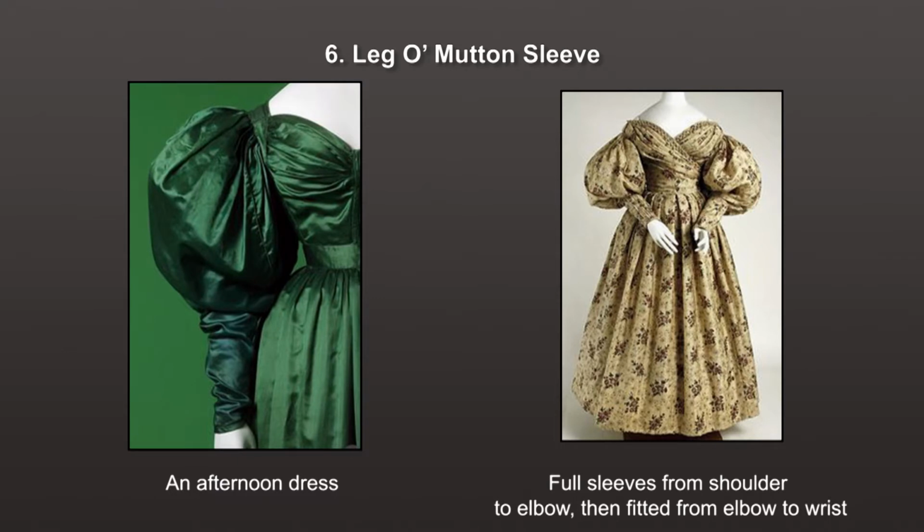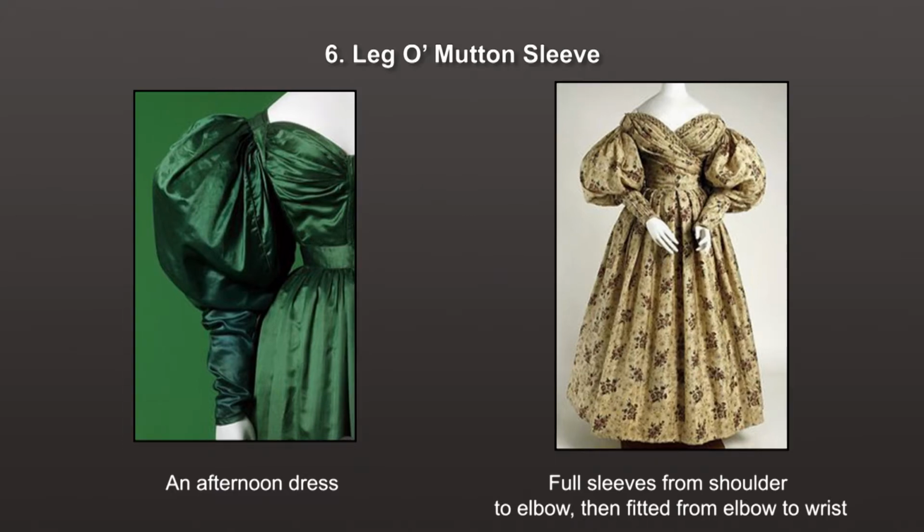The rich green afternoon dress dates back to 1830, currently at the museum at FIT, New York. It has a very well crafted leg of mutton sleeve. On the right is a leg of mutton sleeve dress dating back to 1835. It is a full sleeve from shoulder to elbow, fitted at the elbow like the other leg of mutton sleeves.